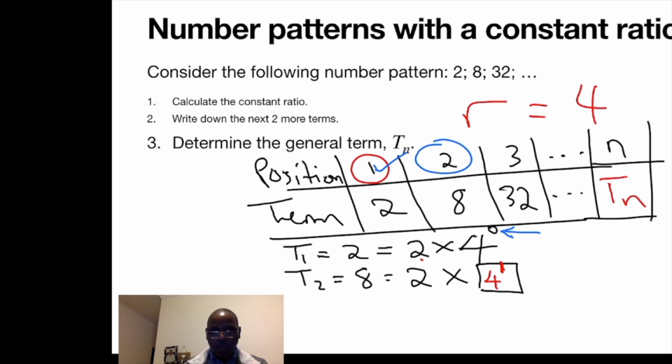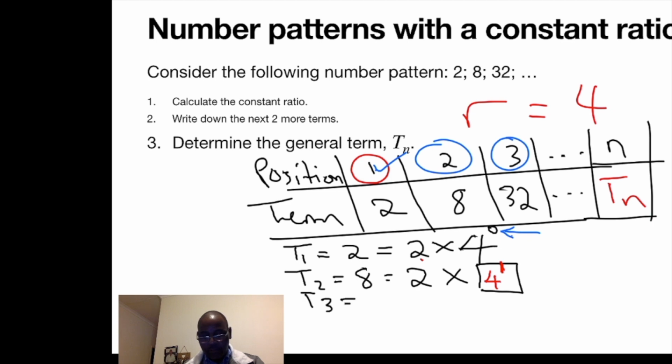If the position is 1, then the exponent is 0. If the position is 2, then the exponent is 1. You can expect for position 3, the exponent to be equal to 2. So let's look at that one together.